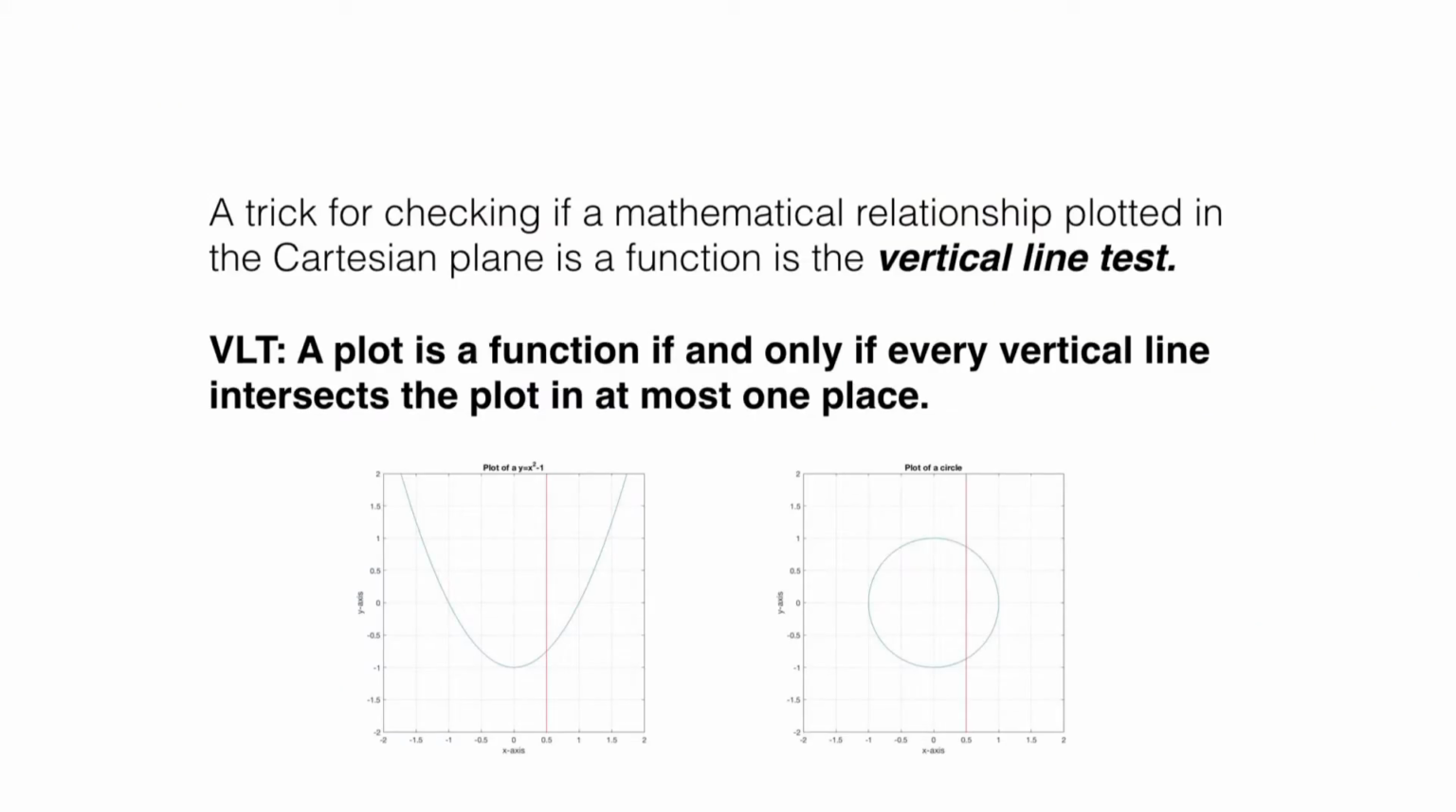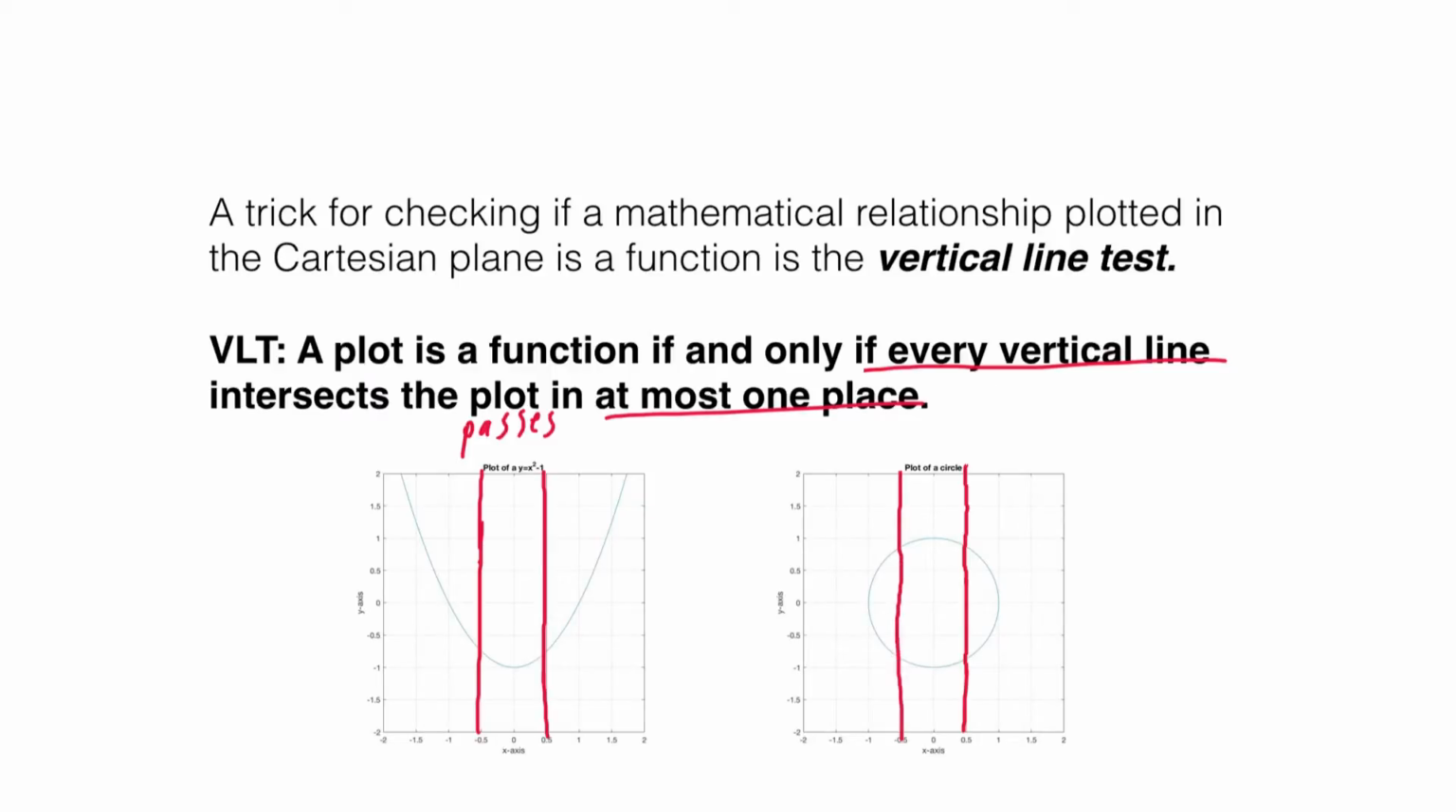So going back to the example we just saw, for the function on the left, this quadratic function, the vertical line in red here hits the function just one time. And this is true for every vertical line that I draw. So this plot passes the vertical line test. Every vertical line intersects in at most one place. The circle fails, dramatically. In almost every place, a vertical line hits it twice. So this fails. If you pass the vertical line test, you're a function. If you fail the vertical line test, you are not a function.